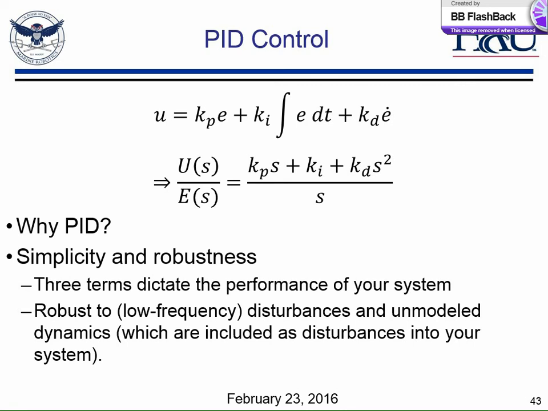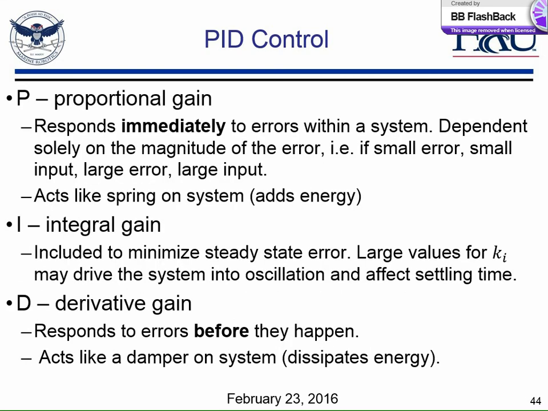And it's robust to low frequency disturbances and unmodeled dynamics, right? A lot of times it's difficult for us to model our systems and there are going to be inherent inaccuracies in those models. PID, especially with an integral term, is able to account for that. So the proportional gain responds immediately to the errors within the system, and that's dependent solely on the magnitude of the error. If you have a small error, you have a correspondingly small control force. And it acts like a spring in the system, right?